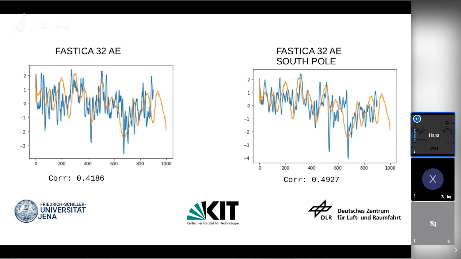We observe a similar thing for the solar radiation. Here we take a different area, which is the pole in this case, the South Pole, and we observe a high correlation between the second component of our ICA and the solar radiation of 0.49.